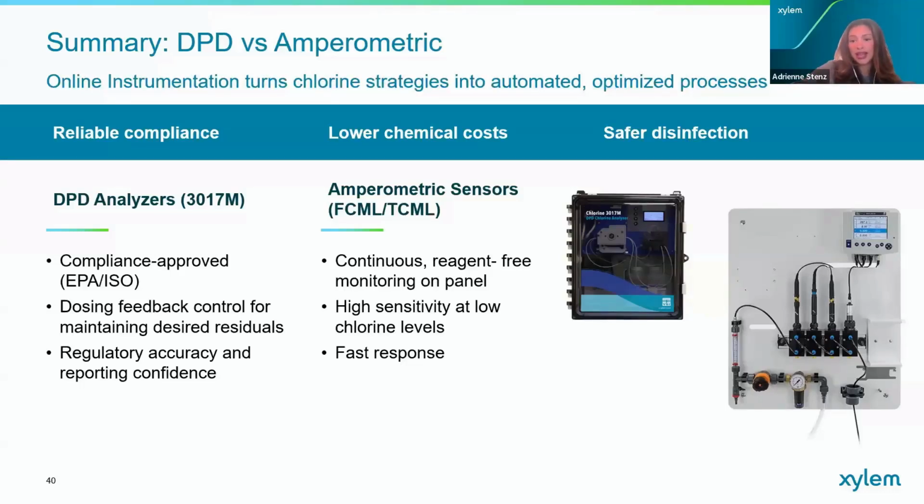Both require maintenance, but in different forms. DPD requires regular reagent replacement, while amperometric sensors require regular calibrations. Together, they help utilities deliver safe, reliable water efficiently and with confidence.